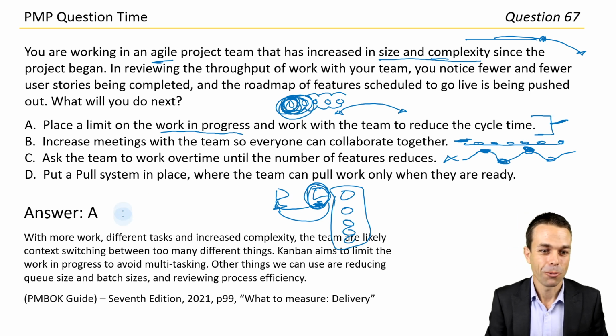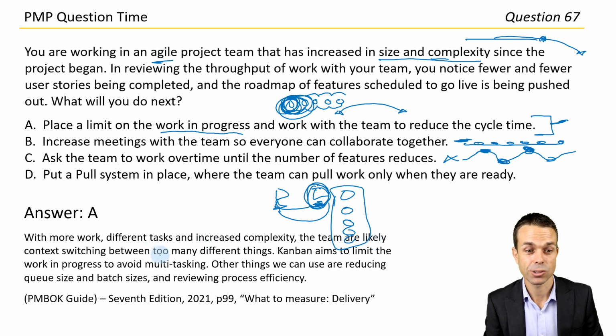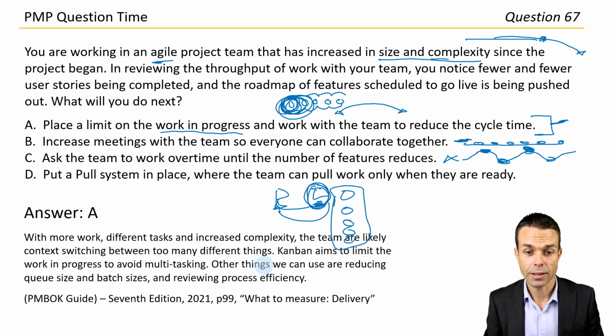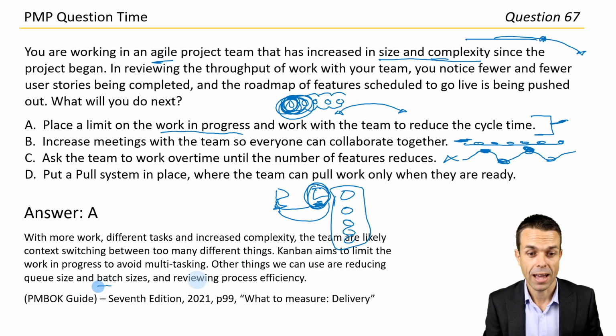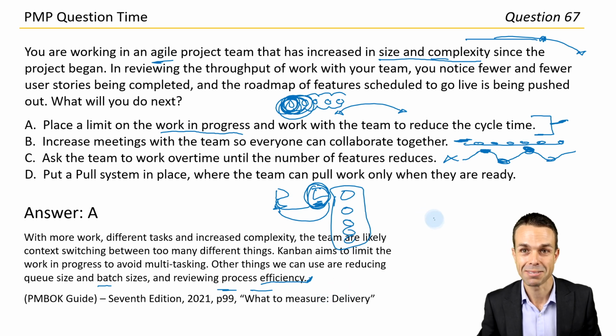Okay, great work. With more work, different tasks, and increased complexity, the team are likely context switching between too many different things. Kanban aims to limit the work in progress to avoid that context switching and multitasking. Other things we can use are reducing queue size and batch sizes and reviewing process efficiency. All right, so those are other things, and that's actually pretty good to know as well. Page 99, what to measure under delivery in the PMBOK Guide, 7th edition.